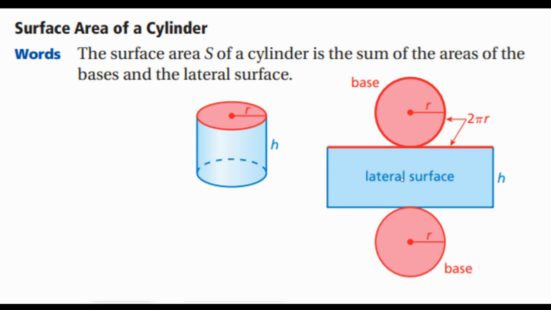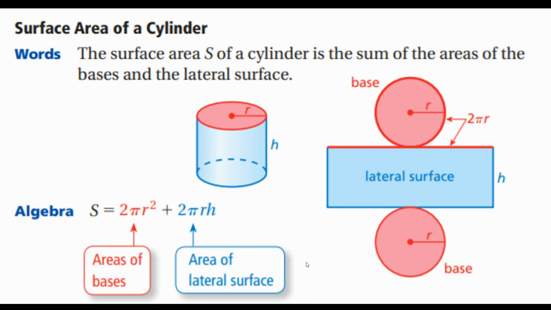So our simplified formula from the video yesterday compared to today is going to look like this, where S, our surface area of the cylinder, equals 2 times pi times r squared. If you remember, pi times r squared is our area of a circle. That's the area of one circle, and because we have two circles, that's why we're multiplying by that 2 up front.